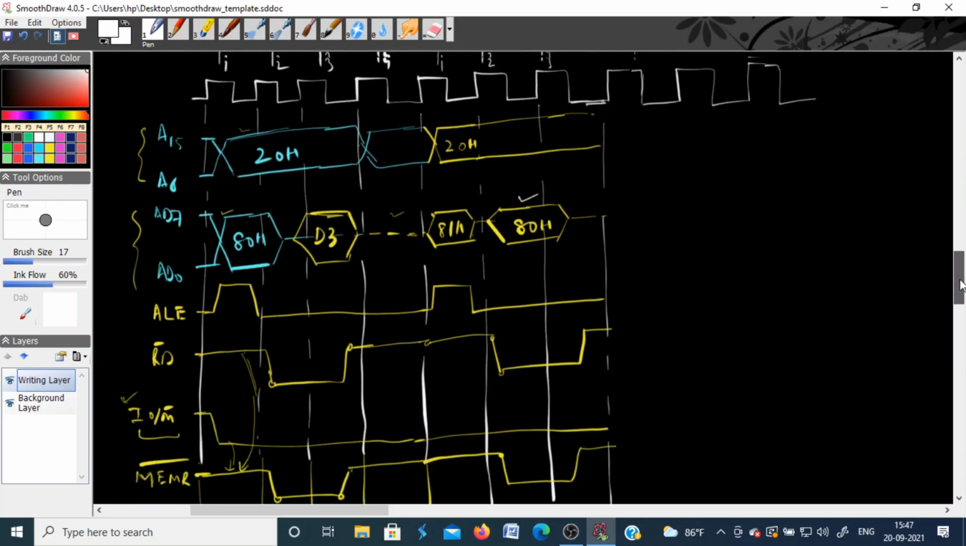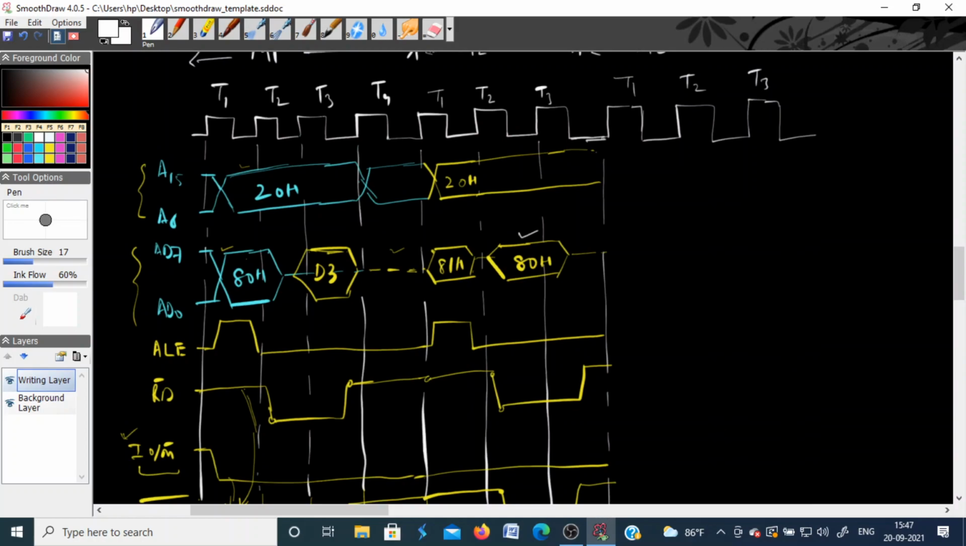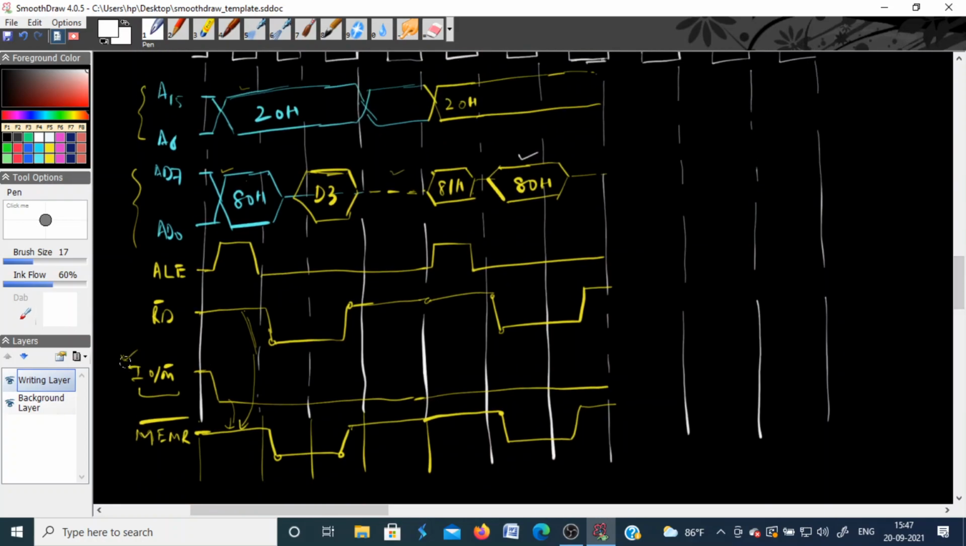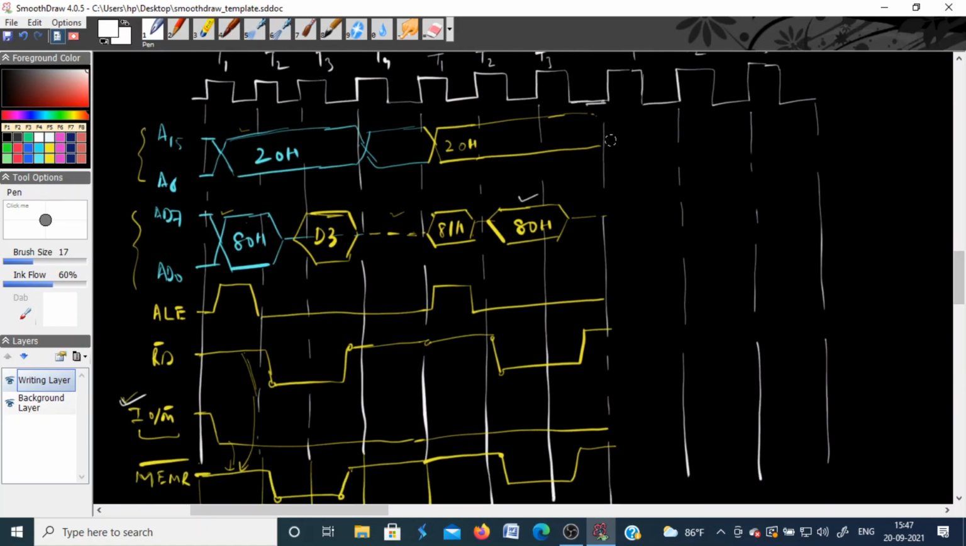So what has to be done again in this case? The procedure is the same, like we have the memory write operation. It is very much similar to this. The only difference you will see is in this control signal, that is IO/M-bar, because this gives the status whether it is the input output operation or memory related operation.